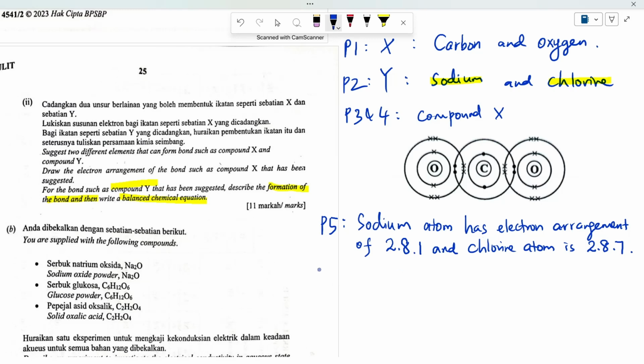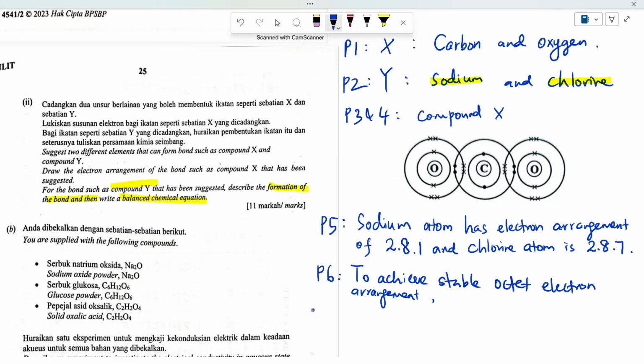Okay, then after that, point number 6. So next, what should we do? What is the next point? Okay, you can mention sodium, or before that we can mention the purpose of donating and accepting electrons: to achieve a stable octet electron arrangement.